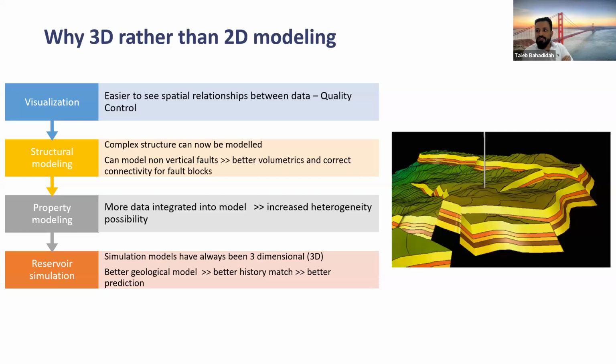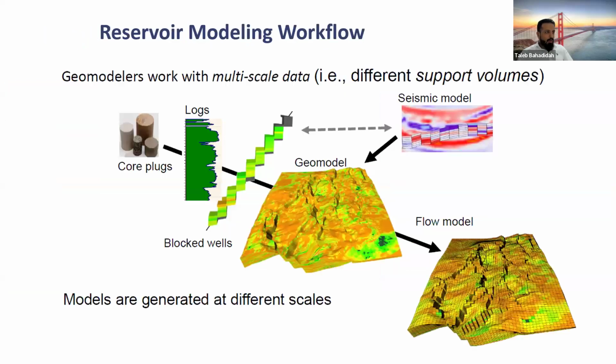So a simulation model is always 3D, as you know, when you are modeling the fluid flow and all of this stuff, it is moving through the 3D direction. And also, I mean, a better geological model means that you have better history matching, and hence you will have better prediction. So now, if you go to the reservoir modeling workflow, you can see that geomodelers are working with multi-scale disciplines.